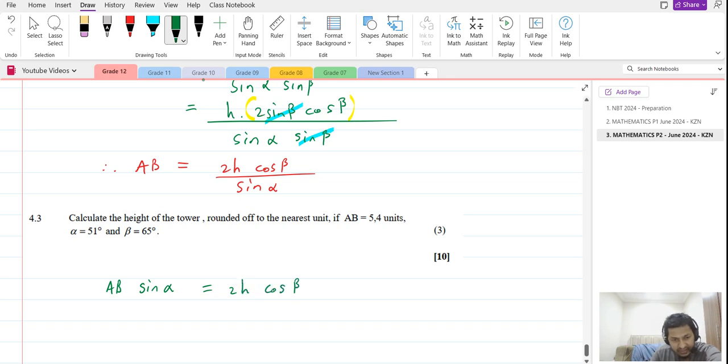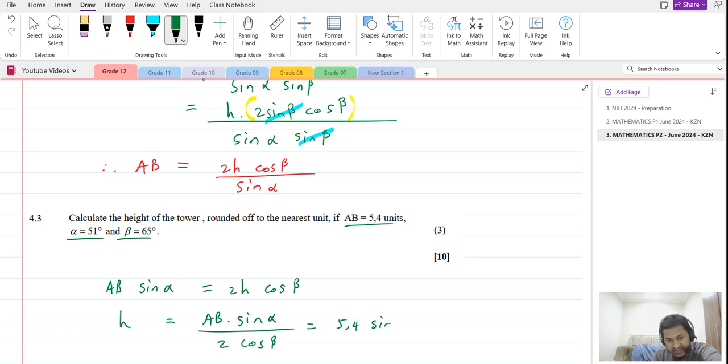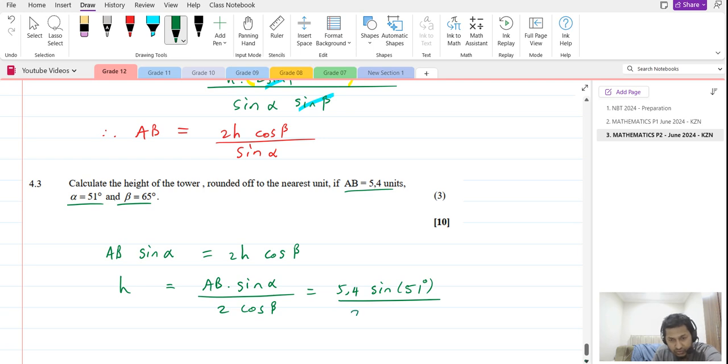So we want to solve for h. So h is equal to AB sine alpha over 2 cos beta. Now we can substitute all the information that's given: AB, alpha, and beta. What's AB? 5,4. What's alpha? 51. Divided by 2 cos of beta, which is 65. And they said to the nearest unit: calculate the height of the tower rounded off to the nearest unit.